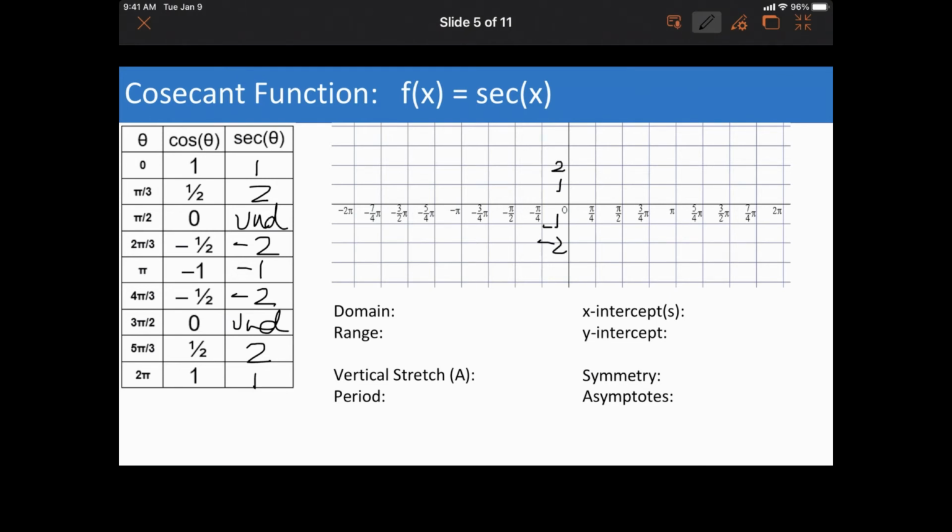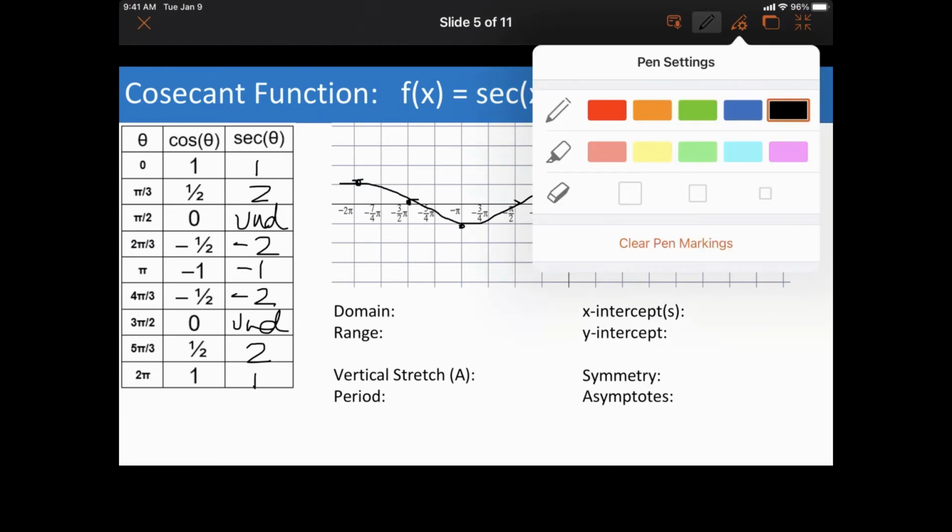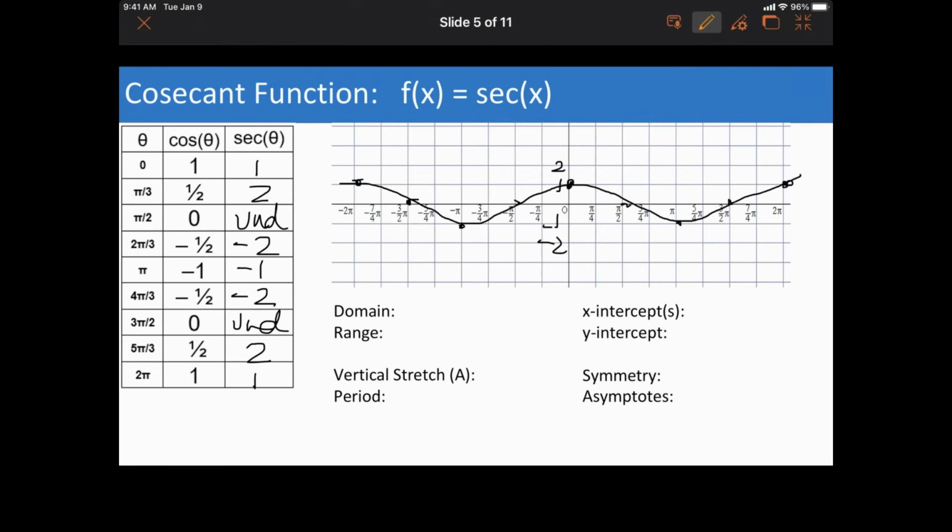Okay, so remember cosine starts up and we're going to finish there in one full period, second period. So I'm going to take where it's undefined. So it's the same like cosecant, where the cosine is 0, secant is undefined. So that is going to be at the x-intercept for this graph.